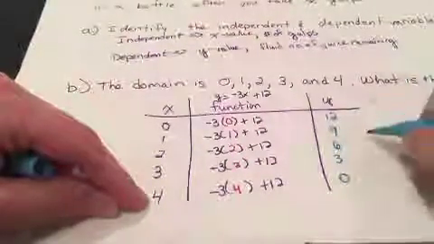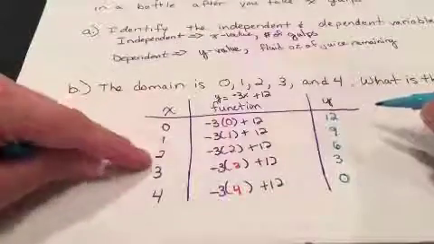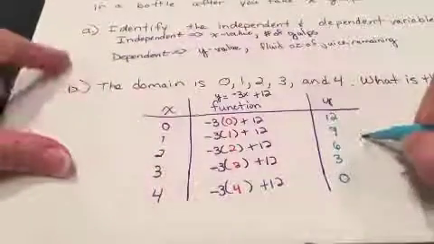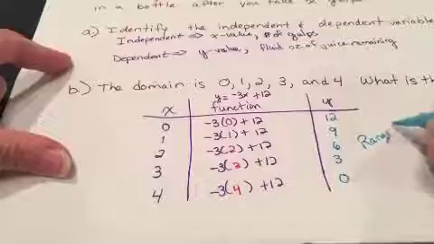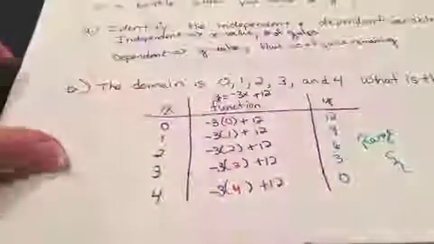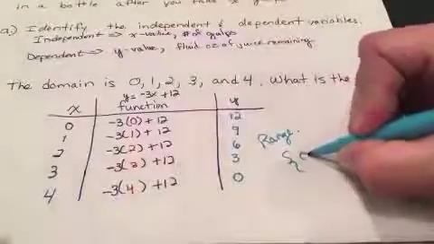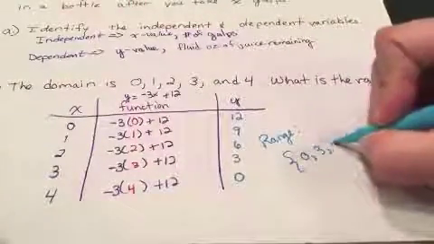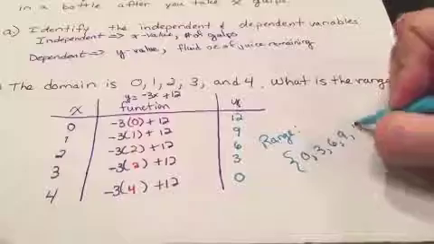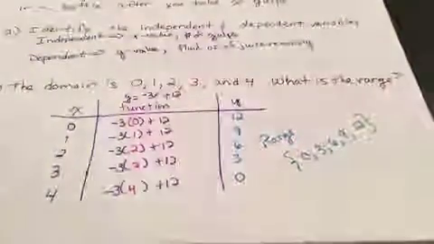So my domain is 0, 1, 2, 3, and 4. The range, again with these squiggly lines, is going to be represented by 0, 3, 6, 9, and 12.